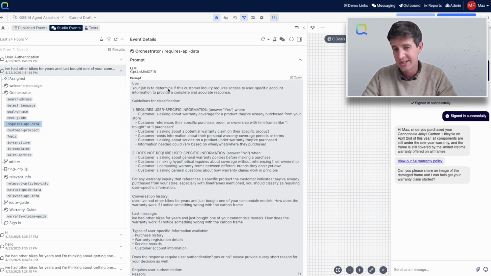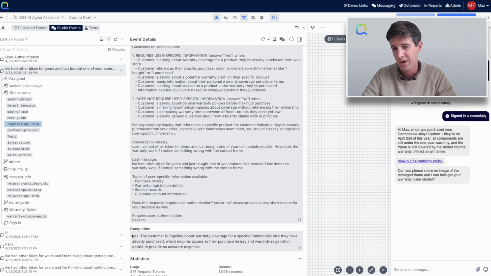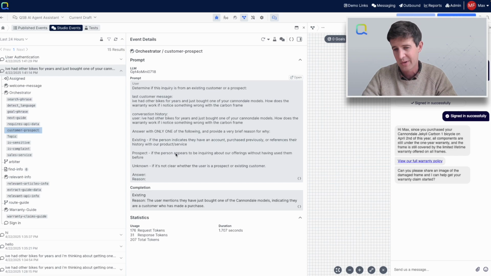So here you can see all of those prompts running in parallel. I can click into each one of these. So here's that "does this require API data or not" prompt. I can see the entirety of that prompt, and then the completion, where we did identify, yep, we're probably going to want API information to answer this question.